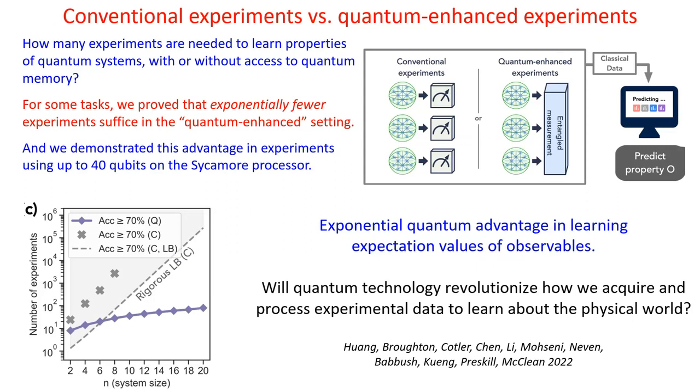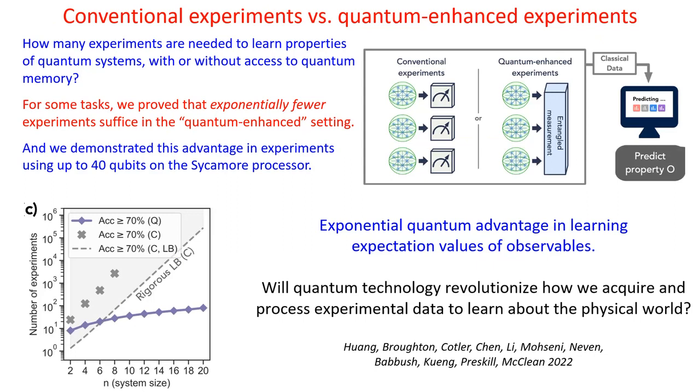So what's shown in the plot here on the lower left is we have on the horizontal axis the system size, the number of qubits, which for us was a maximum of 20 because we wanted to store two copies of our quantum state on a 40-qubit device. And on the vertical axis is the number of experiments needed to get a prediction accuracy of 70%.